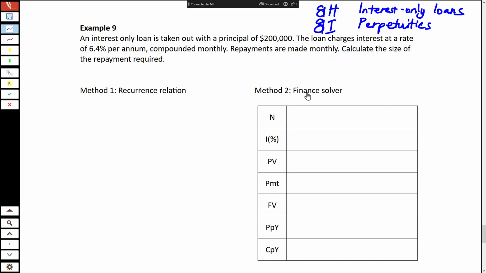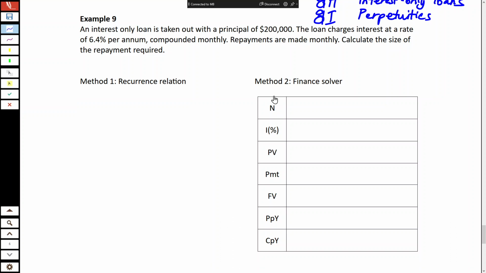I'm going to show you two ways to do example number 9. The first way is to do it with a recurrence relation. The second way is to do it with the finance solver. Which one do you want to do first? Recurrence? Okay.